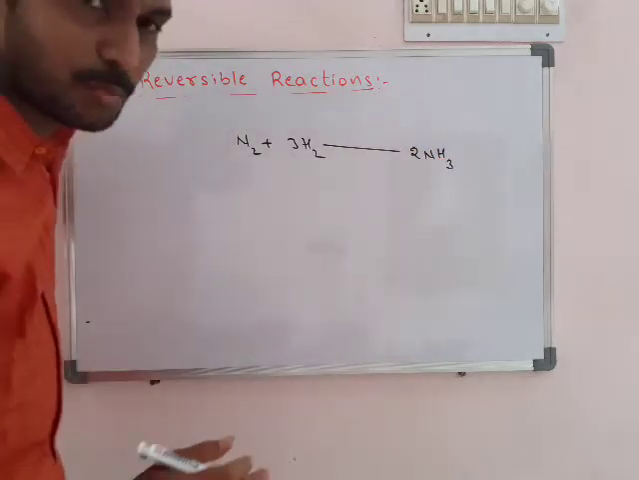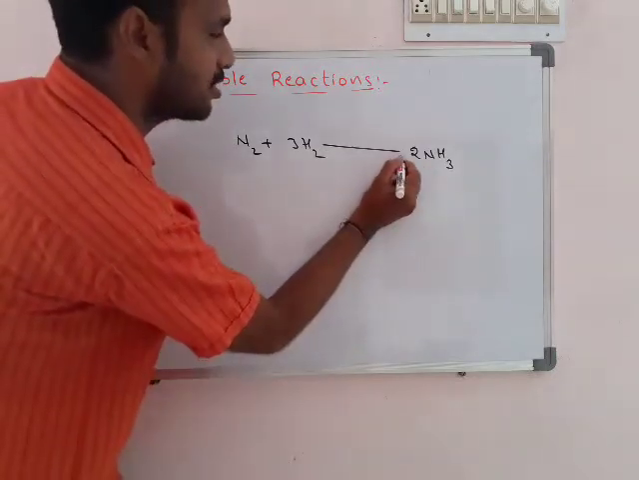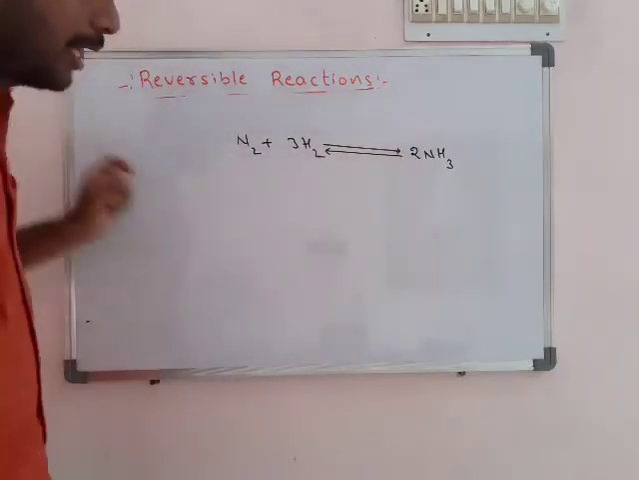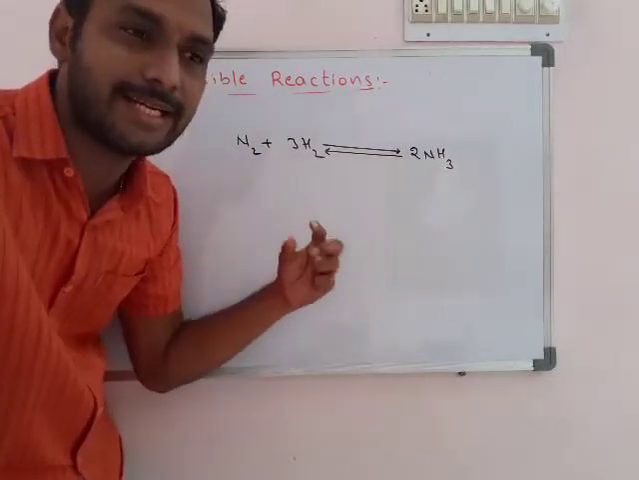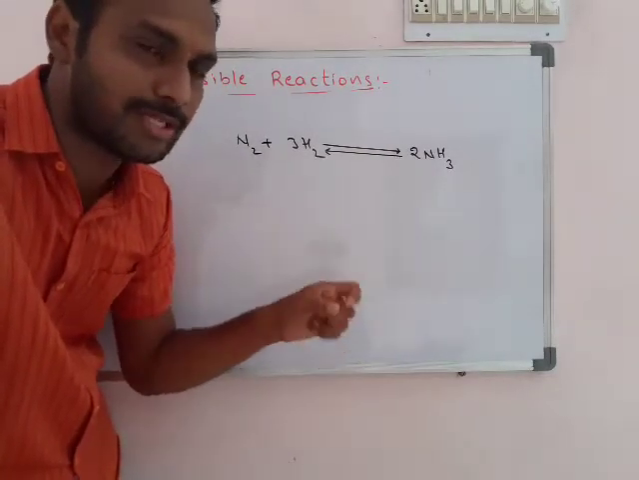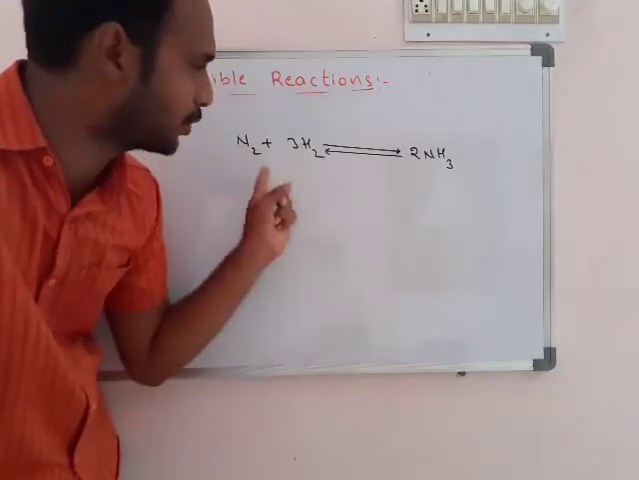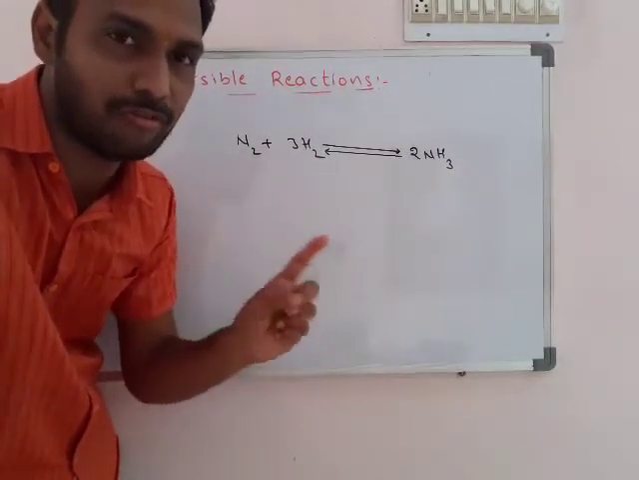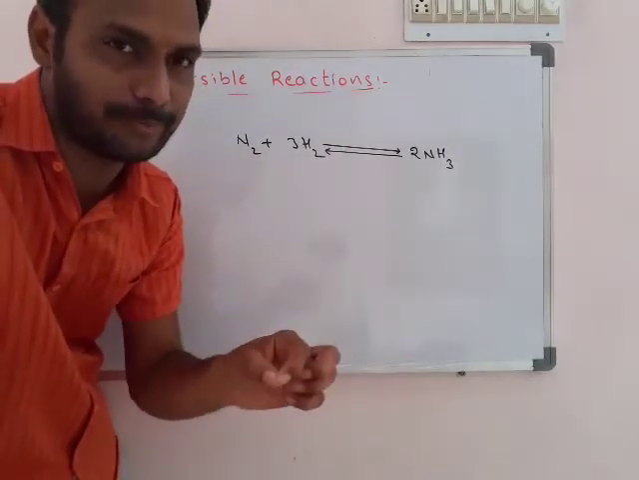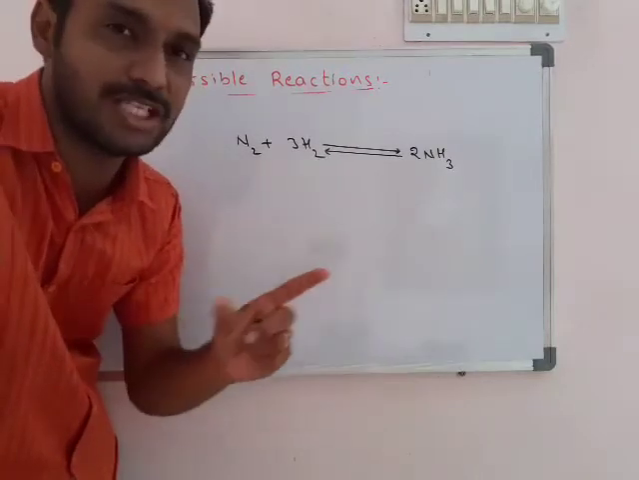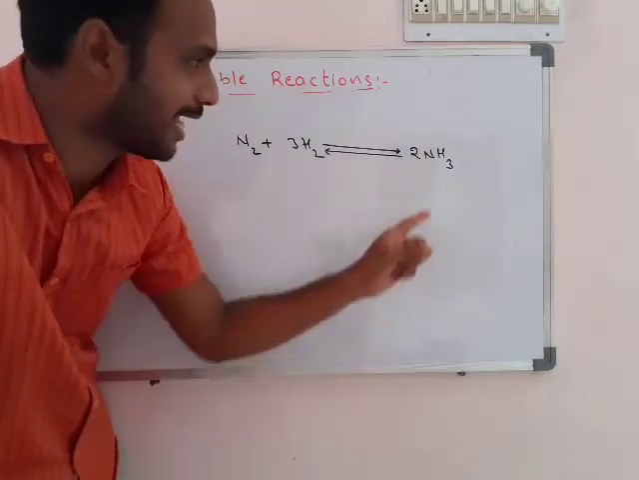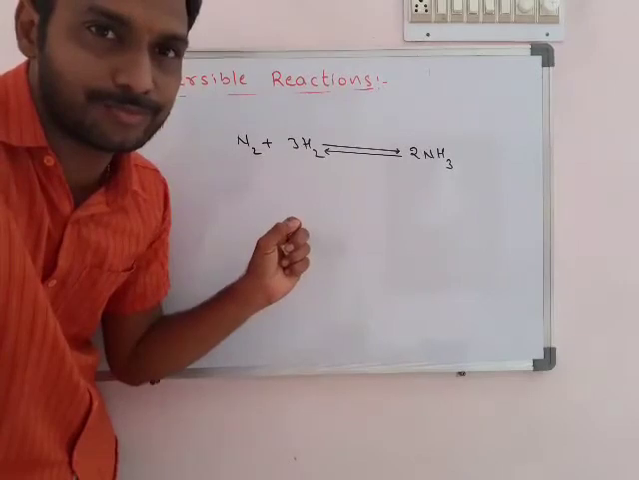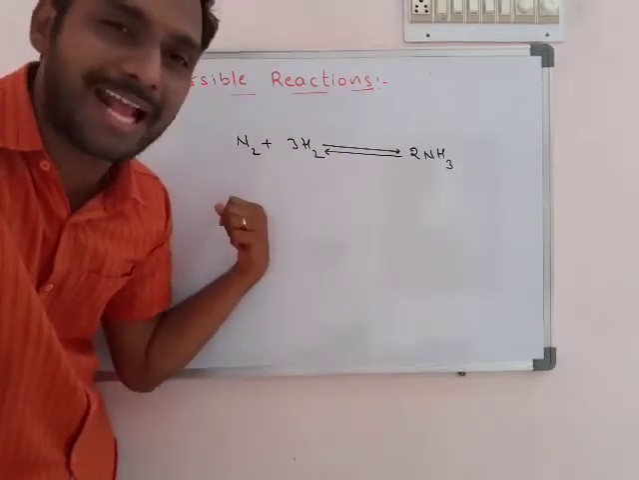Based on the conditions, there is also a possibility that NH3 forms nitrogen and hydrogen, meaning the products form the reactants exactly in reverse. First, in the forward reaction, the starting materials N2 and H2 undergo reaction and form NH3. That is called the forward reaction. After some amount of NH3 is formed, NH3 also decomposes to N2 and H2, and that is called the backward reaction.